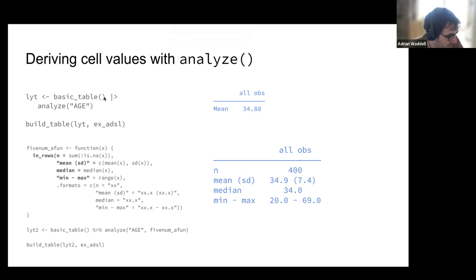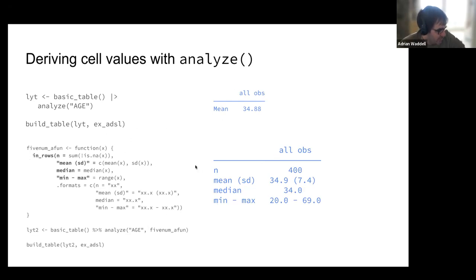When you say basic table and you don't add a split call, like split rows, it's essentially a table where all the patients as objects are associated to the column. Sorry, to the column. Then if you create the row with analyze, so all the patients are associated to the column, you create one row where you analyze age. By default, analyze takes mean. And so that would be the table.